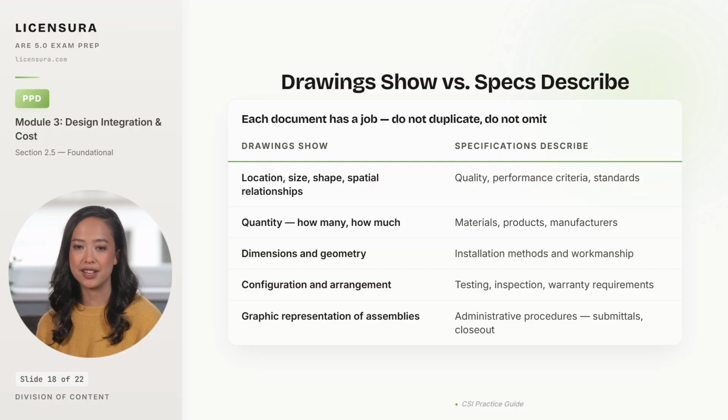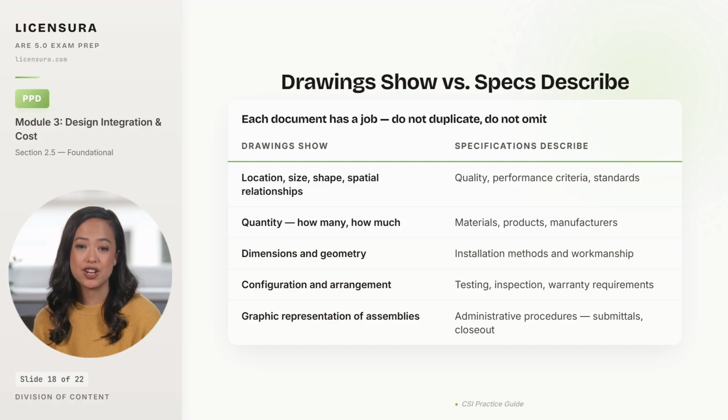Drawings show quantity, like how many doors, how many fixtures, how much area. Specs describe materials, products, and manufacturers, naming which doors, which fixtures, which finishes go in. Drawings show dimensions and geometry. Specs describe installation methods and workmanship, telling the contractor how to build what the drawing shows.